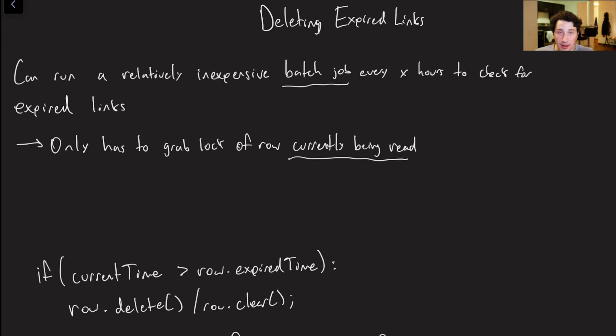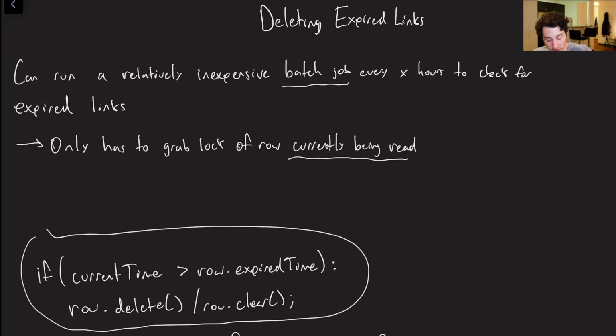But at the same time, the most expensive batch jobs are those that have to grab locks on everything because they're doing some sort of aggregation. And in this case, we're really not. I think a simple cron job would probably get it done. And the pseudocode that we would be running is right here, which is basically, if the time of the batch job is greater than the expired time of the row, just clear it out. And yeah, should be simple enough.